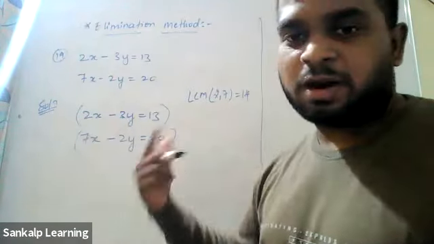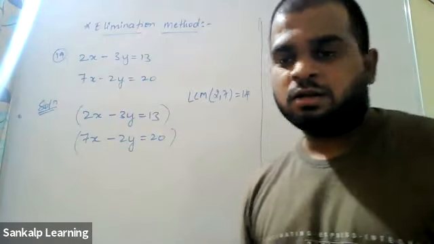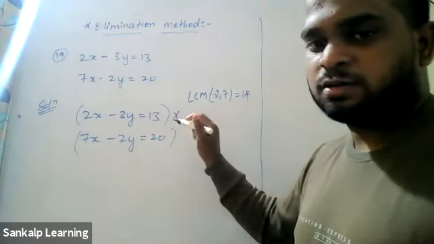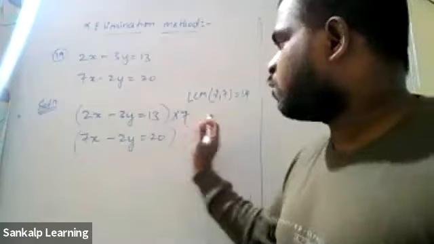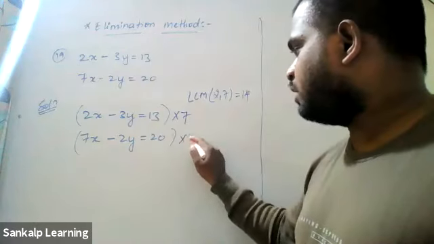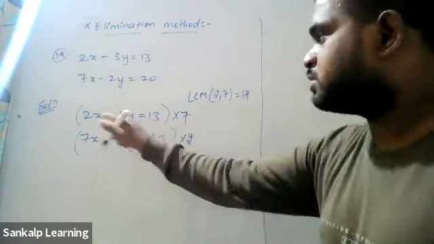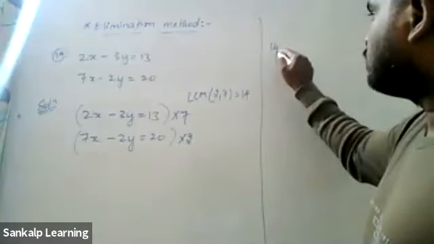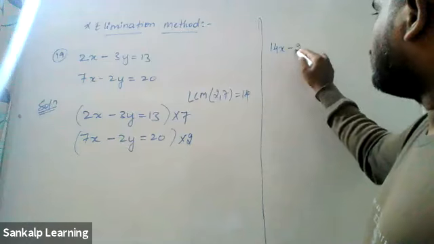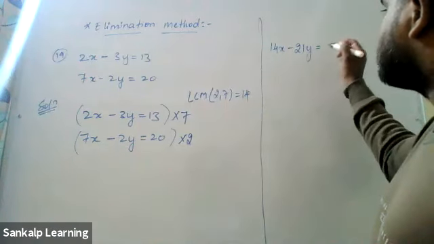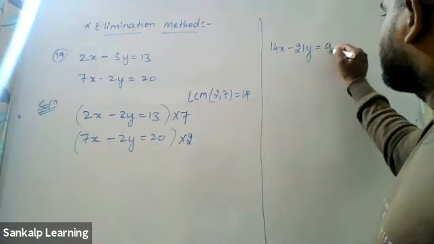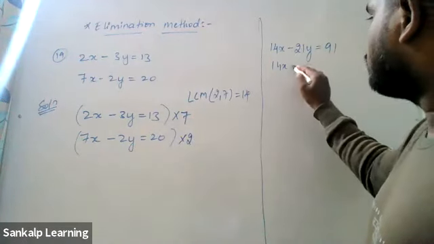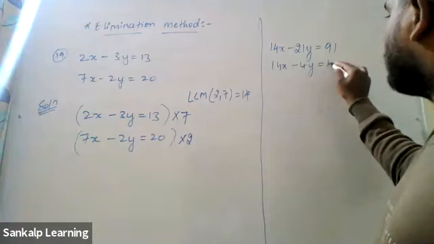To make this 2 into 14, what should you multiply? You should multiply by 7. Multiply throughout by 7. This one, multiply throughout by 2. Okay, let's multiply. I don't have space, so I am doing it this side. 7 2s are 14. 7 3s are 21. What is 13 7s? 2 7s are 14. 2 2s are 4. 2 into 20 is 40.